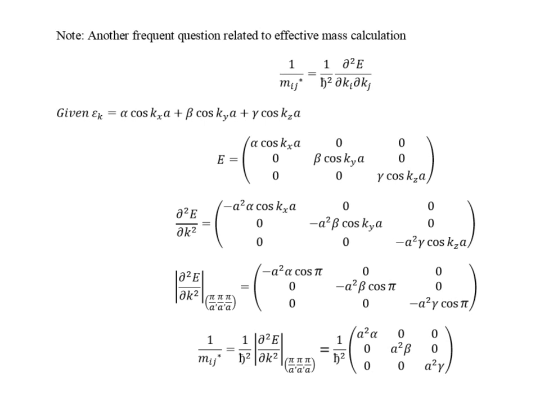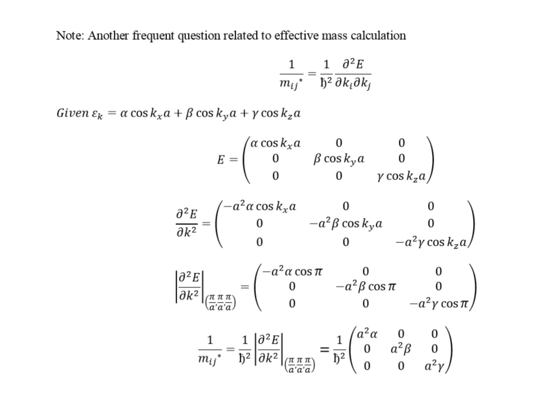Now let us substitute the value for kx, ky, kz as pi by a, pi by a, pi by a. And we should also note that cos kxa results in cos pi, which yields an answer minus 1. So dou square E by dou k square at the point pi by a, pi by a, pi by a yields a square alpha, a square beta, a square gamma diagonal matrix.